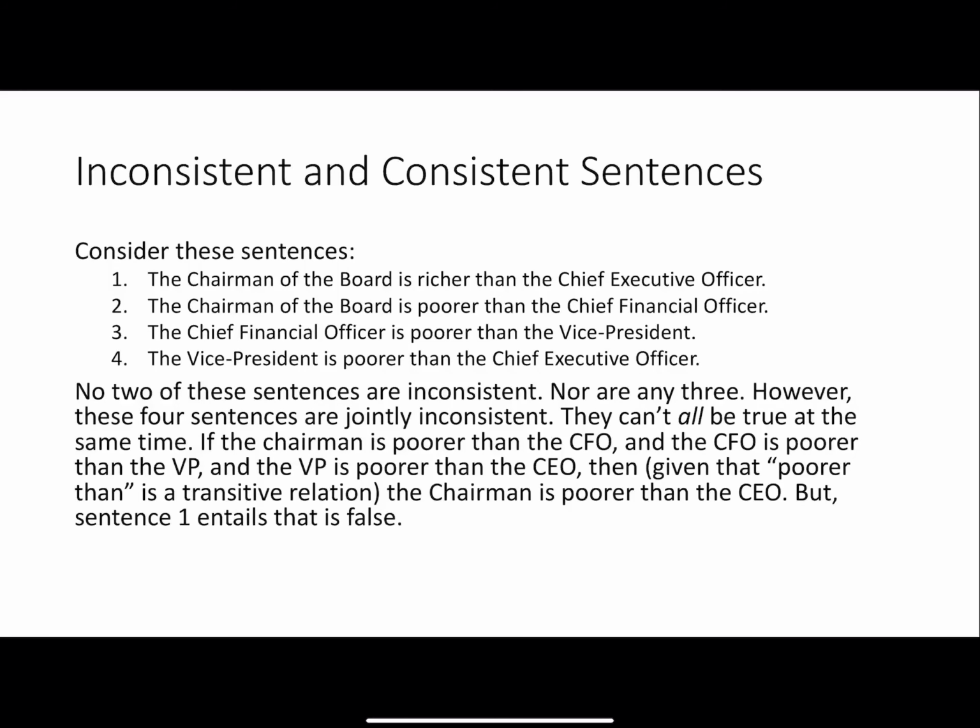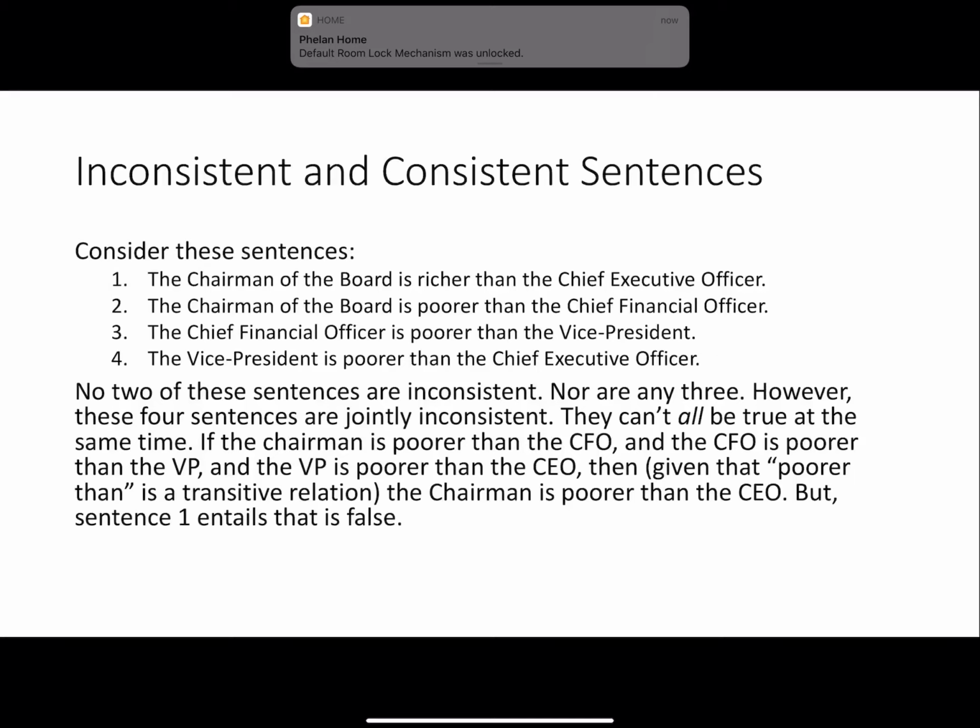Notice that no 2 of these sentences are inconsistent with one another, nor are any 3. If you took any 3 of these sentences, they all fit together. They're all consistent. The chairman of the board may be richer than the CEO, while the chairman of the board is poorer than the CFO. The chief financial officer, the CFO, on the other hand, may still be poorer than the vice president. All 3 of those can be true. That poses no problem. However, these 4 sentences are jointly inconsistent. They can't all be true at the same time.